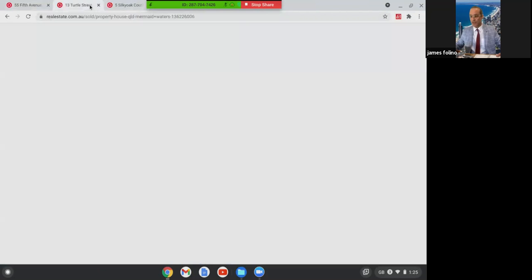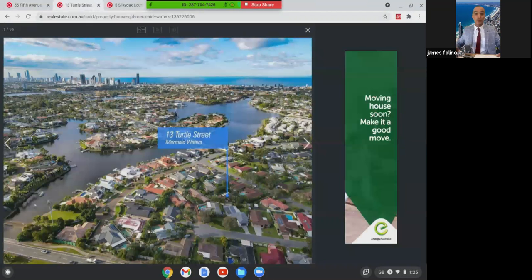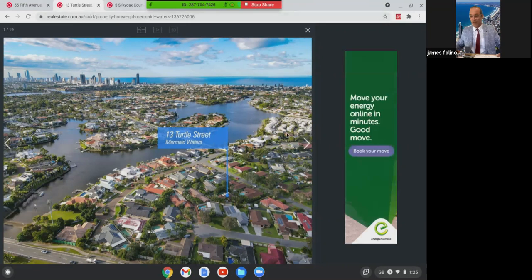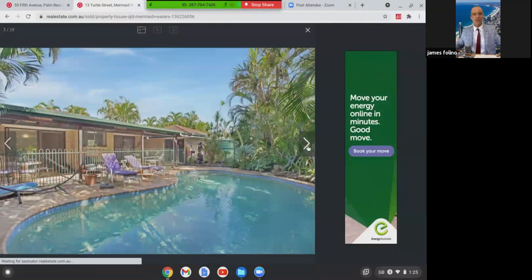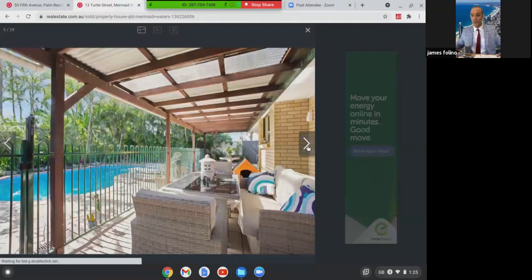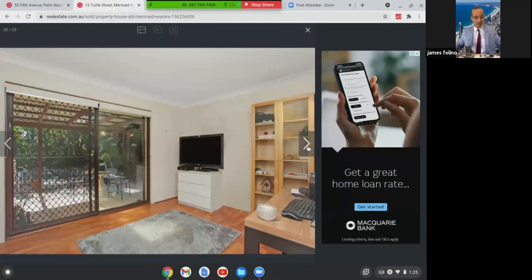The last one that we're going to look at for the Middle Gold Coast is this one here at 13 Turtle Street in Mermaid Waters. Another big block of land, 937 square metres, 3-bed, 1-bath with accommodation for 4 cars with a swimming pool, brick home, can do maybe with an update. This home sold well-priced, $905,000.